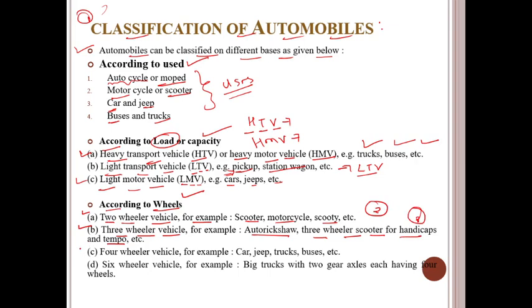Okay. Another, third number, is four-wheeler vehicles. What are the examples? Car, jeep, truck, buses, etc. These are examples of four-wheelers. Another is six-wheeler vehicles, for example big trucks with two rear axles, each having four wheels. So this is the classification according to the wheels, guys.